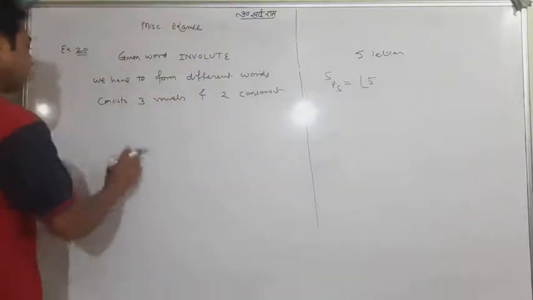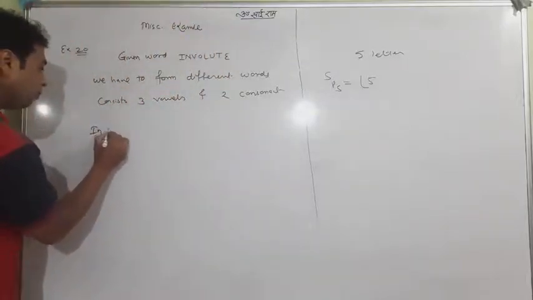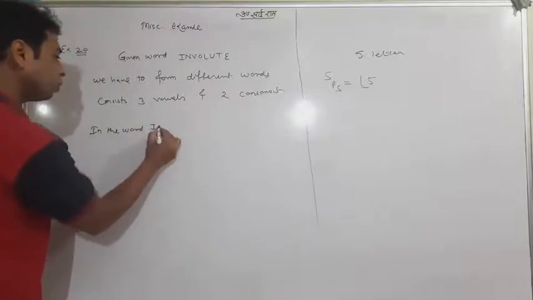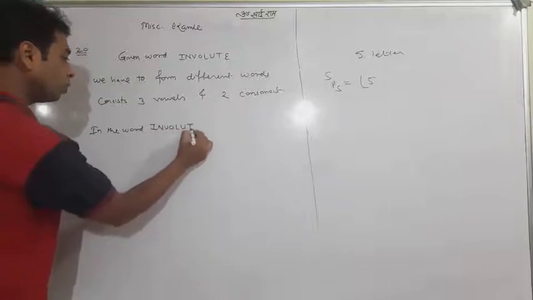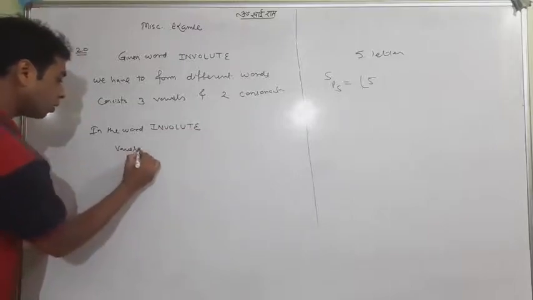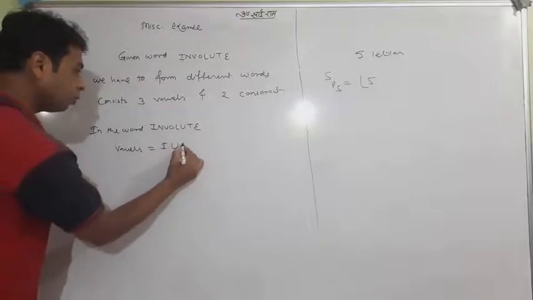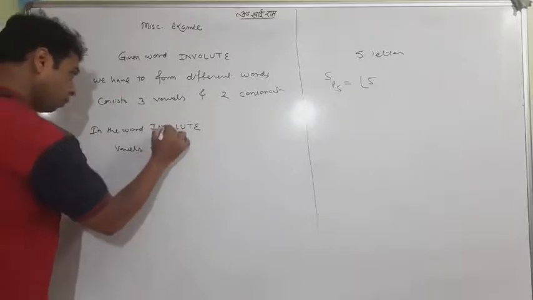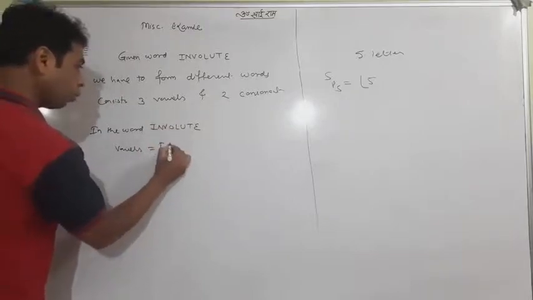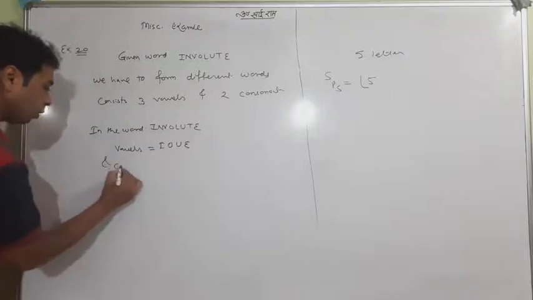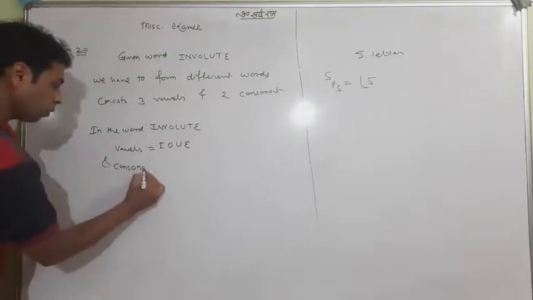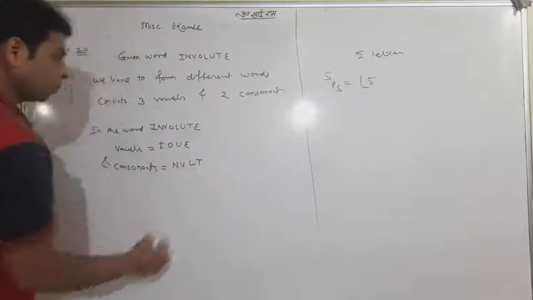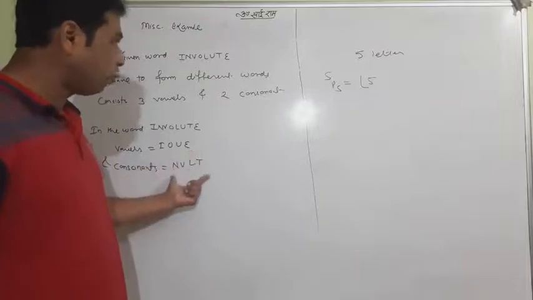So let me explain how we can do it. Look at the word involute. Vowels are I, U, O, I, E, that is, I, O, U, E, and consonants are N, V, L, T. So very good thing, four vowels and four consonants we have.